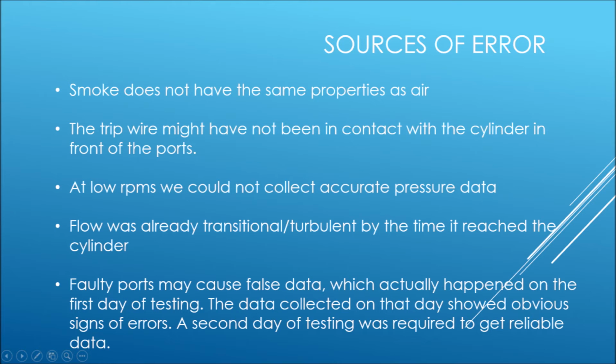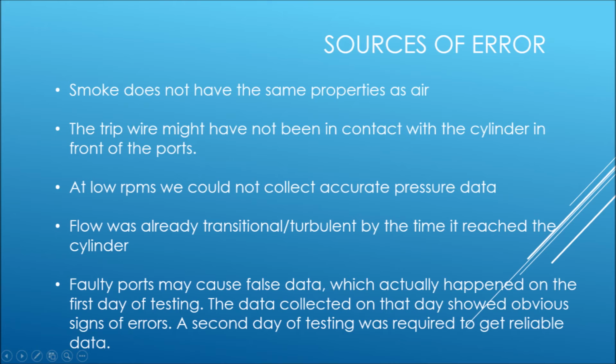Faulty ports may have caused false data, which actually happened on our first day of testing. The data collected on that day showed obvious signs of errors, and a second day of testing was required to get reliable data. Another possible source of error may have been that the wire was not in contact with the cylinder. Air may have been flowing in between the wire and the cylinder, and this is what we are attributing to the low pressure readings directly after that bottom wire.